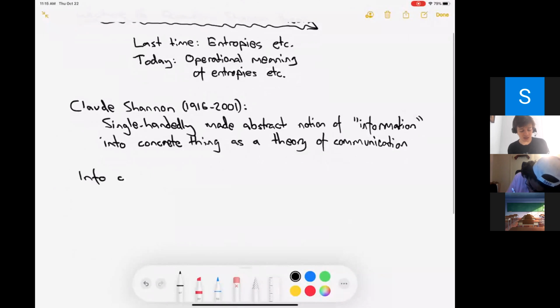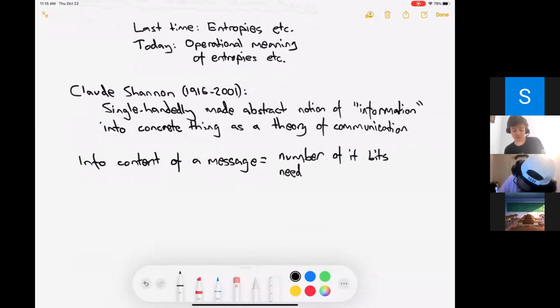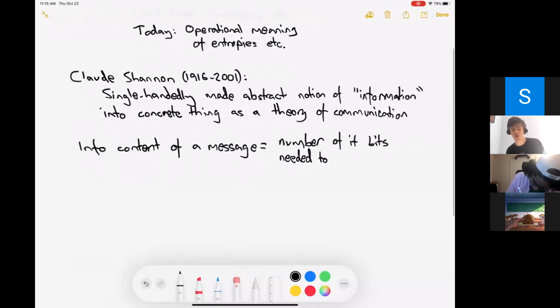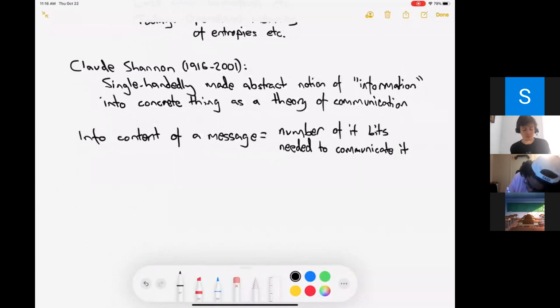Okay, so in particular, you can define the information content of a message as, roughly speaking, the number of bits needed to communicate it. This is slightly less precise than our definition of surprisal with probabilities last time, but we'll see how it connects to it. But this is a very practical definition. And it's important when we define this that it's the minimum.